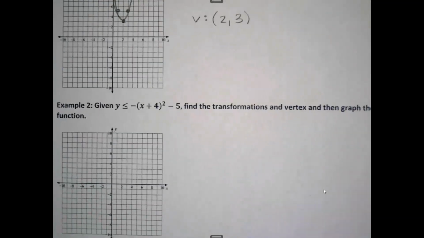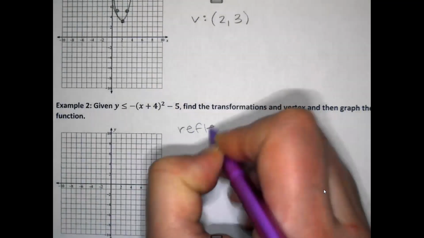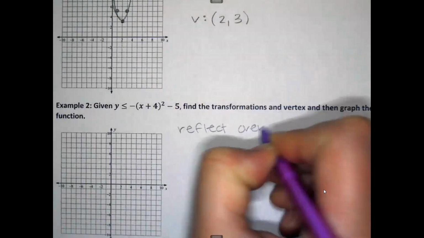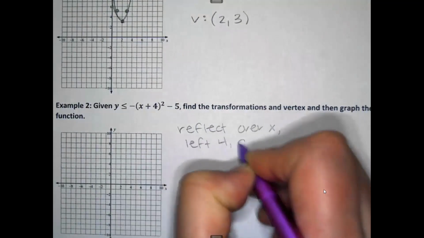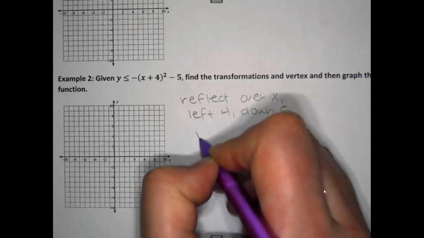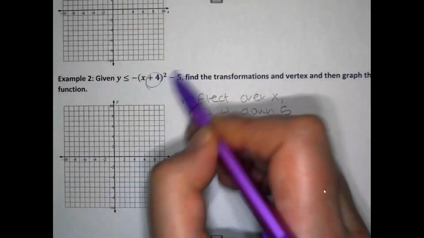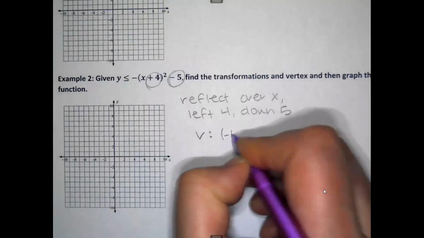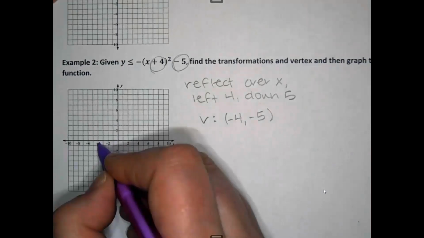So what transformations does this one have? Okay. Reflect over x, left 4, down 5. Okay. And then we also want to write the vertex down. What's the vertex? -4, -5. Okay, so I for sure know that I'm going to have the point left 4, down 5.